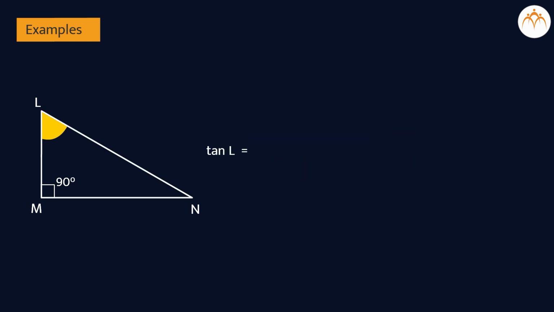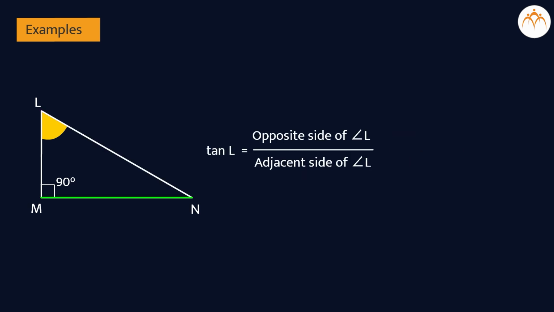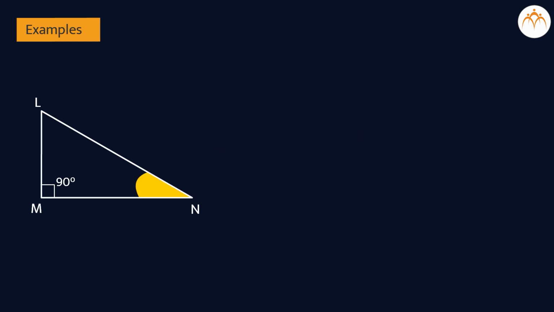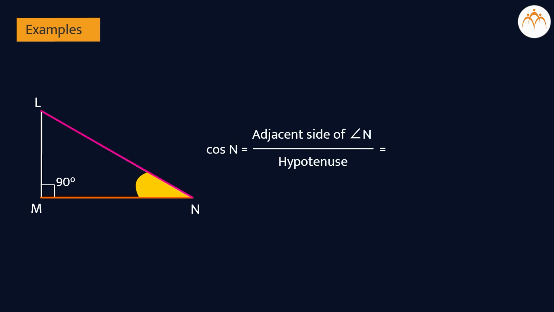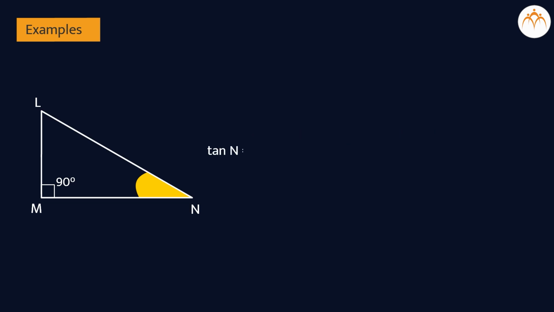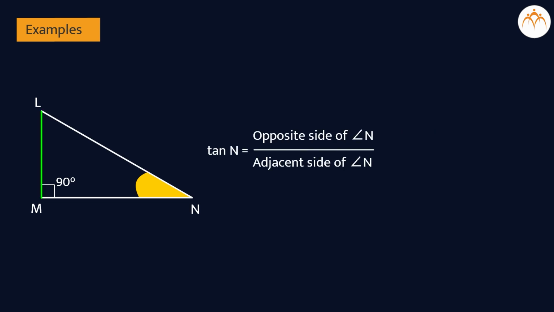Tan L is equal to opposite side of angle L upon adjacent side of angle L, equal to MN upon LM, equal to 12 upon 9, which gives us 4 upon 3. For angle N, cos N equal to adjacent side of angle N upon hypotenuse, equal to MN upon LN, equal to 12 upon 15, which gives us 4 upon 5. Tan N equal to opposite side of angle N upon adjacent side of angle N, equal to LM upon MN, equal to 9 upon 12, equal to 3 upon 4.